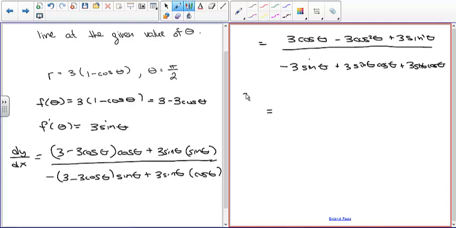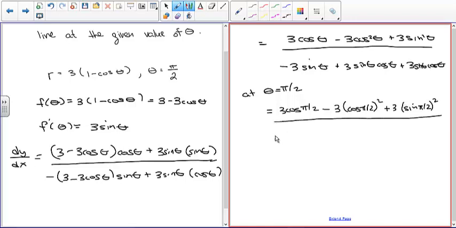So we're going to evaluate at theta equals pi over 2. So we'll get 3 cosine pi over 2 minus 3 cosine of pi over 2 squared plus 3 sine of pi over 2 squared, divided by negative 3 sine of pi over 2 plus, well, these two do combine, 6 times the sine of pi over 2 cosine pi over 2. I've just combined the last two terms here. 3 plus 3 is 6.